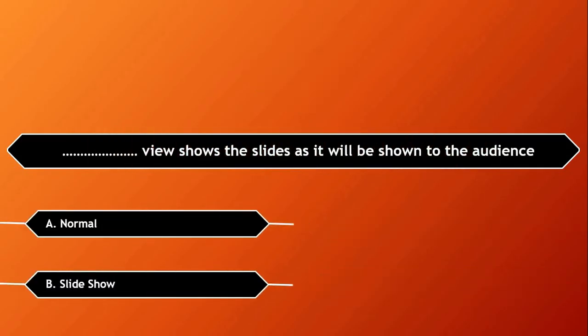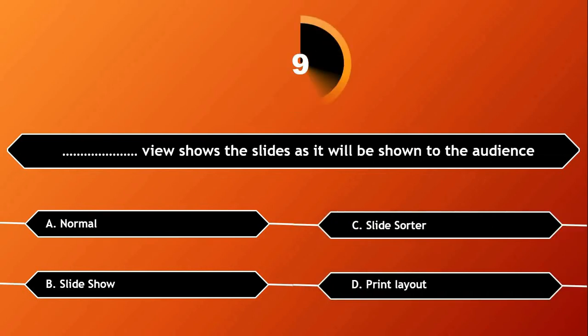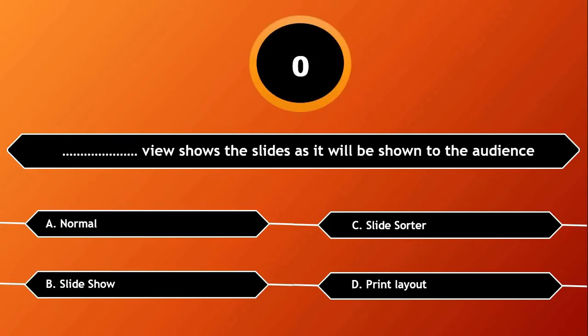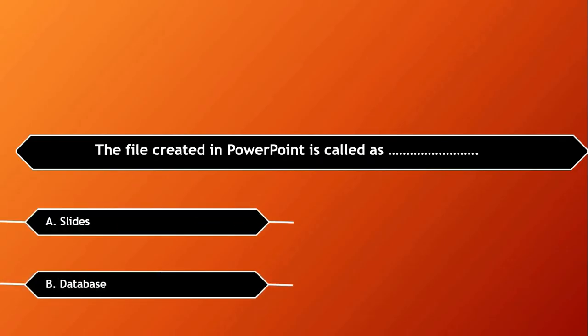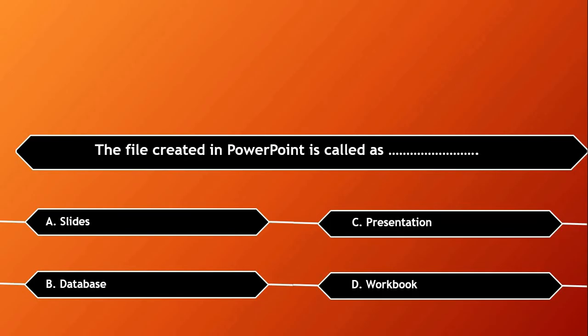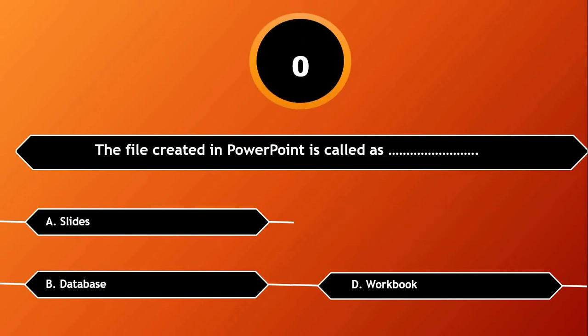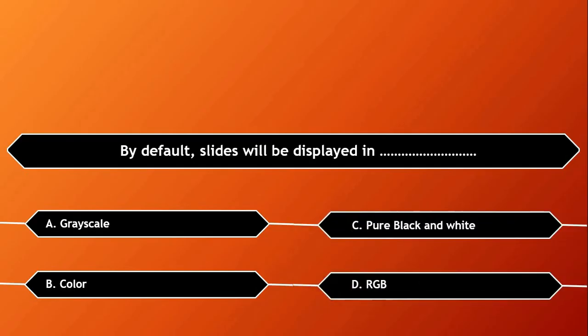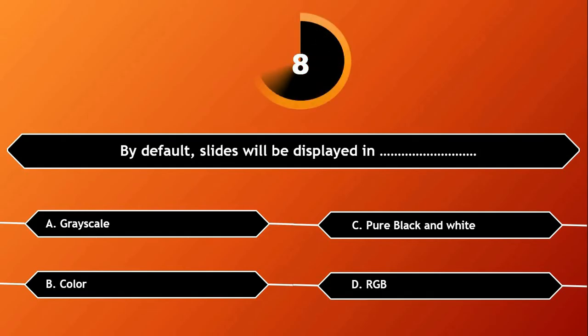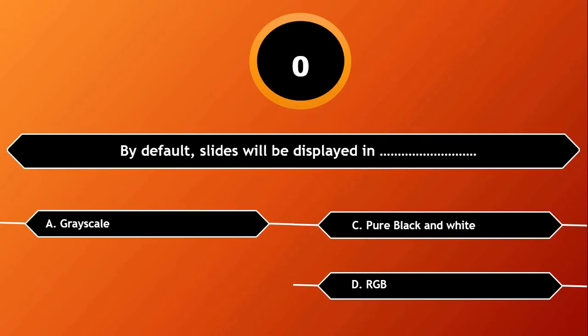Dash view shows the slides as they will be shown to the audience: normal, slide sorter, print layout. Answer is slideshow. The file created in PowerPoint is called dash: slides, database, presentation, workbook. The right answer is presentation. By default, slides will be displayed in dash: grayscale, color, pure black and white, RGB. The right answer is color.